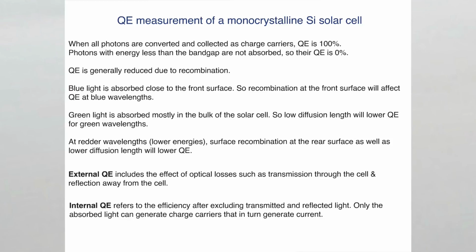There are two types of quantum efficiency. One is called external quantum efficiency, which includes the effects of optical losses, such as transmission through the cell and reflection away from the cell. That's what's most commonly measured. The internal quantum efficiency is much harder to measure, but it's very important to understand the fundamental physics of the optoelectronic processes. This refers to the efficiency after you exclude any transmitted and reflected light. Only the absorbed light generating the charge carriers is considered.